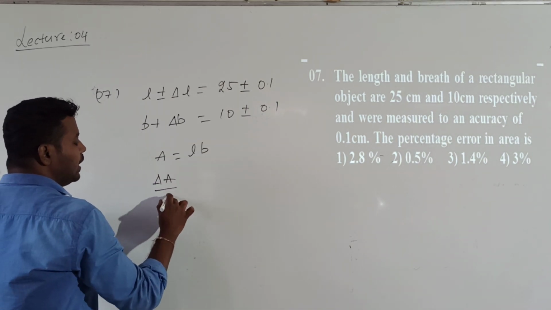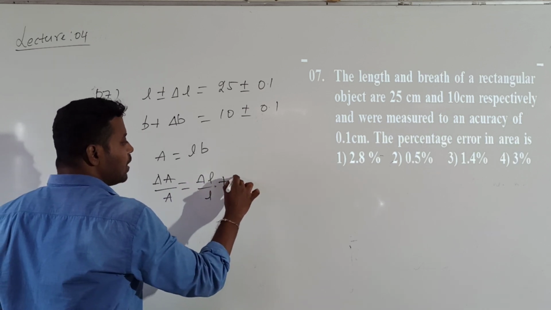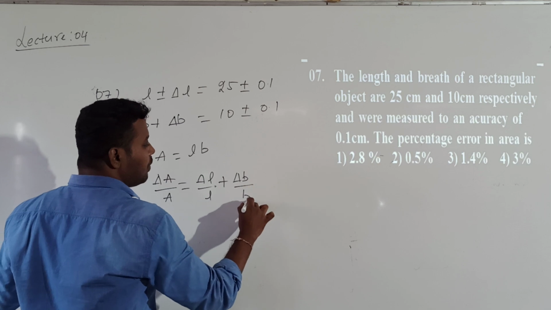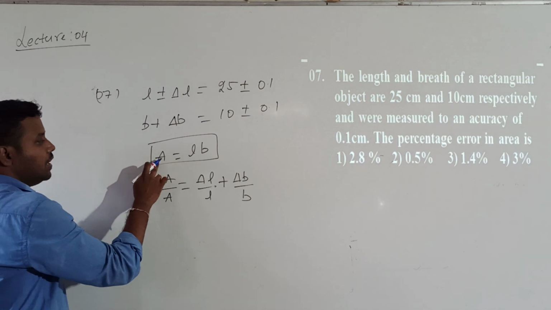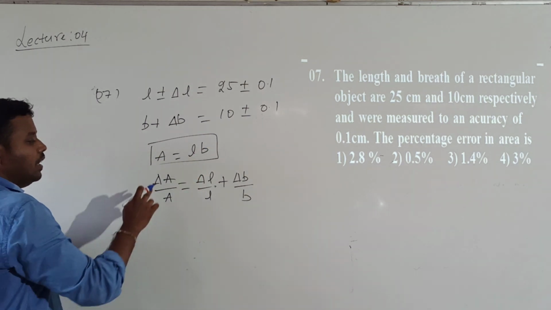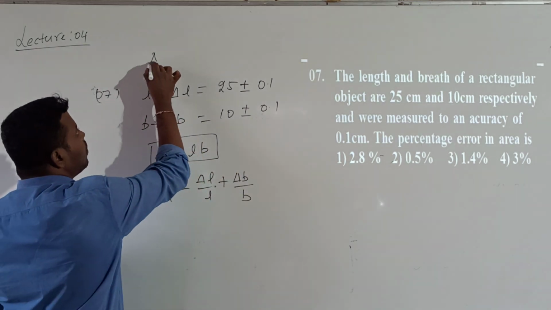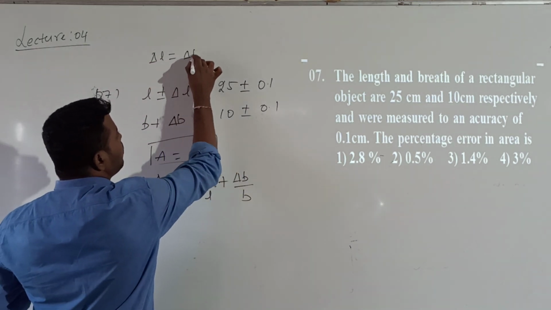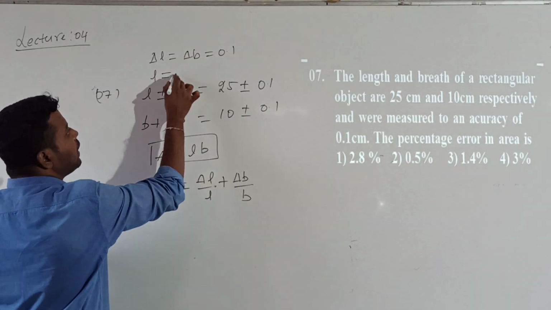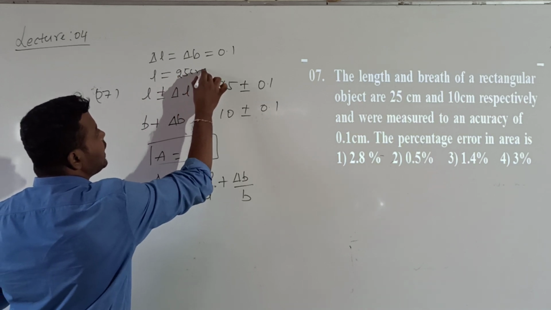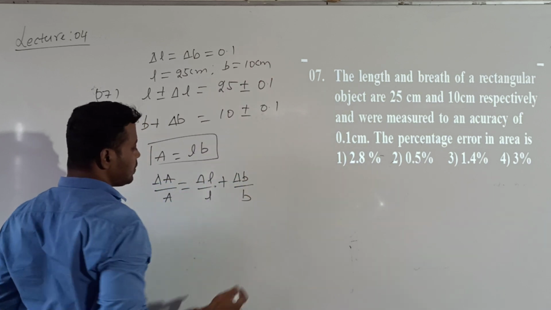So what will I get? Apply the multiplication rule. You know that whenever A = L × B, delta A by A is equal to delta L by L plus delta B by B. The value of delta L is equal to delta B is equal to 0.1, the value of L is 25 centimeters, and the value of B is 10 centimeters.